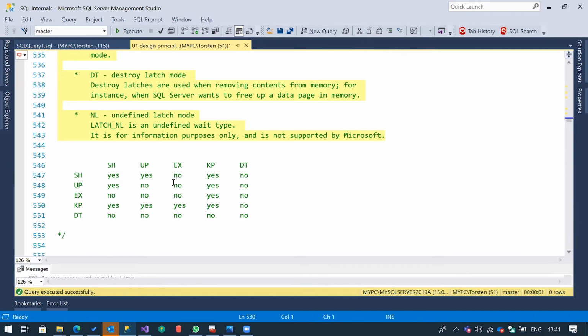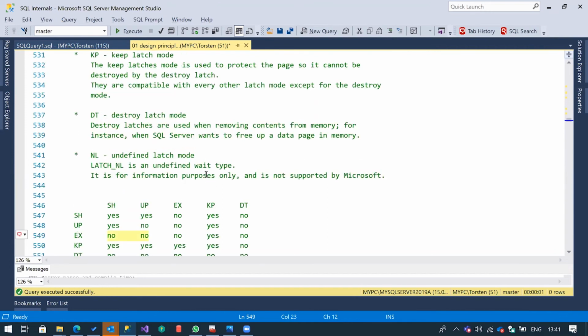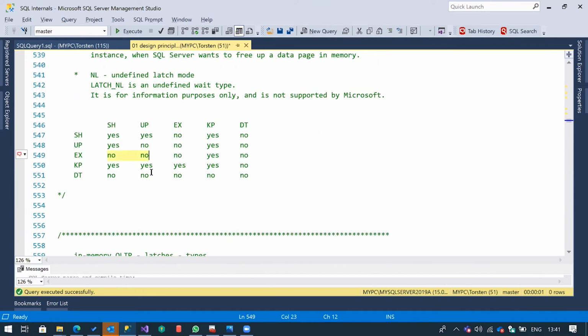You can see the matrix here, and the most important one is that the shared latch is compatible with another shared latch, but an update latch is not compatible with itself, and an exclusive latch is again compatible with no other latch, as you can see here, apart from the keep latch mode. I don't even know what it is. Yeah, so this is the interesting one. And you can see this follows the same rules, I would say, as we will see when we have a lock matrix, different locks.